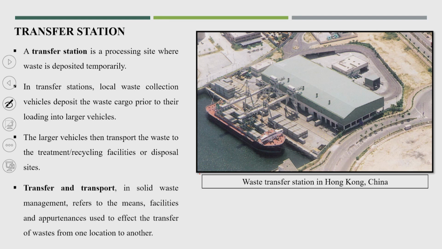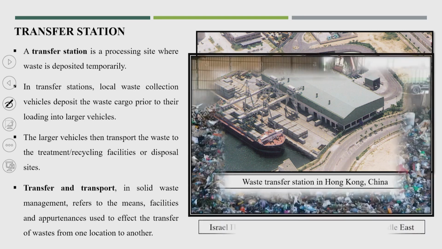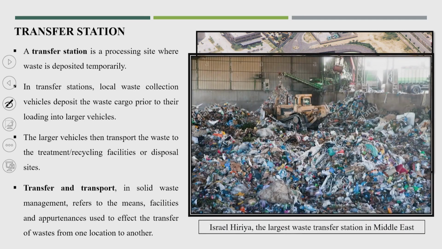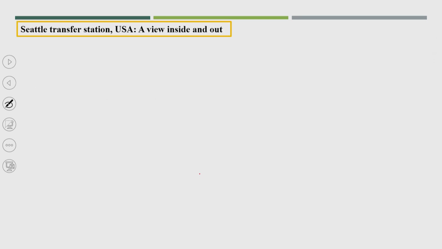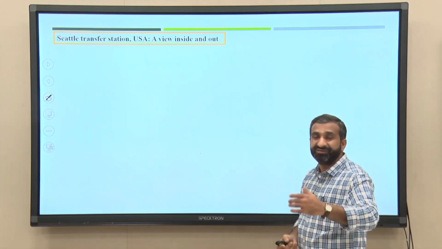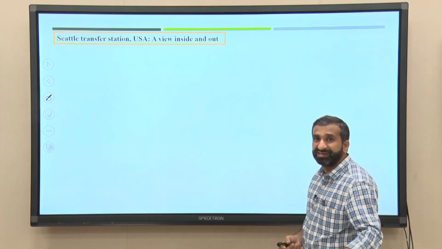Now, transfer refers to a facility used to effect the transfer of waste from one location to another location. This is another one you can find in Israel, a transfer station. And I found one photograph here to show you, because it is very close to the residential area, very close to the waste generation sites.